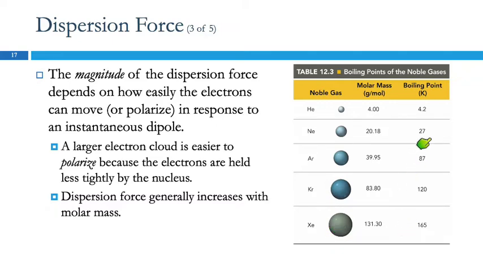And so we can see the effect of this by looking at the boiling points. Helium boils at 4.2 Kelvin. Xenon boils at 165 Kelvin. The increased boiling point demonstrates that the forces of attraction between xenon atoms are greater than between helium atoms. And that's generally related to the molar mass. So you see molar mass also increasing.